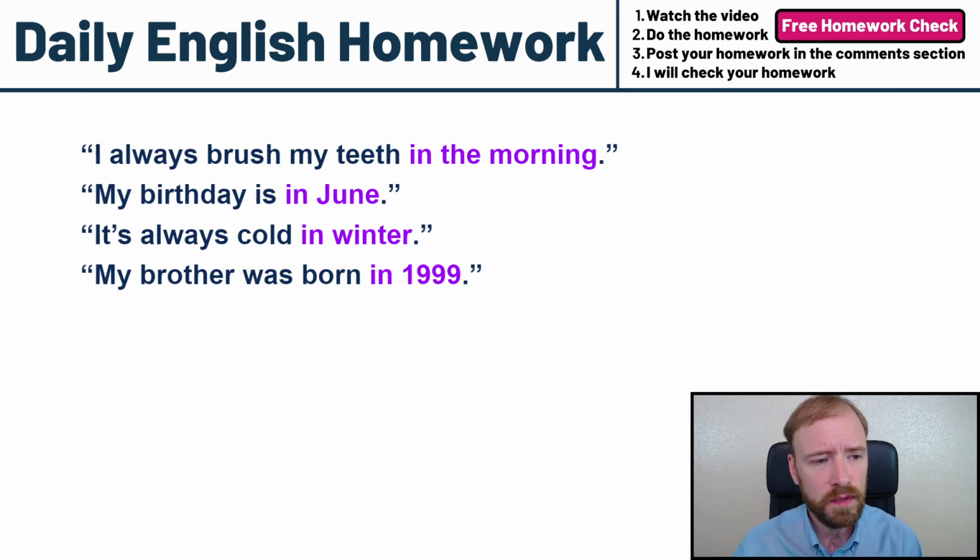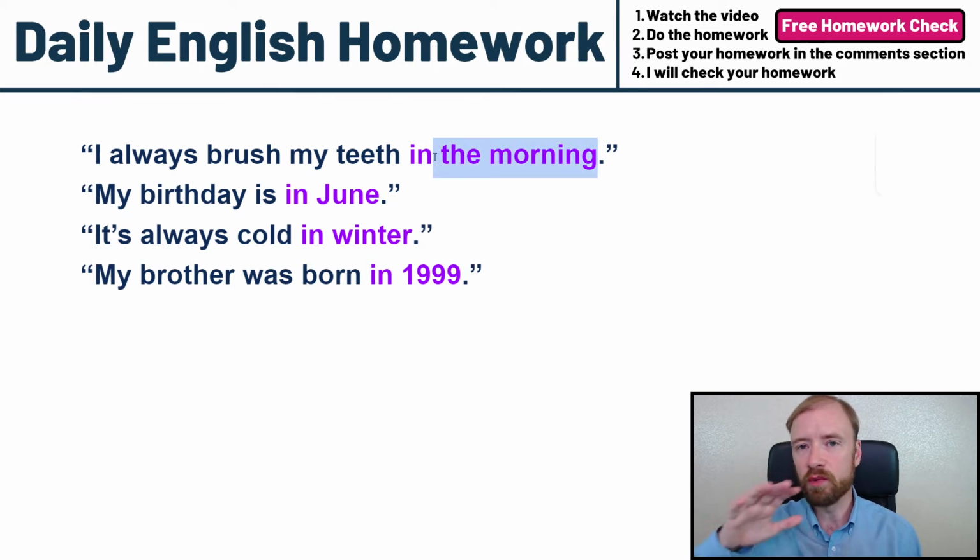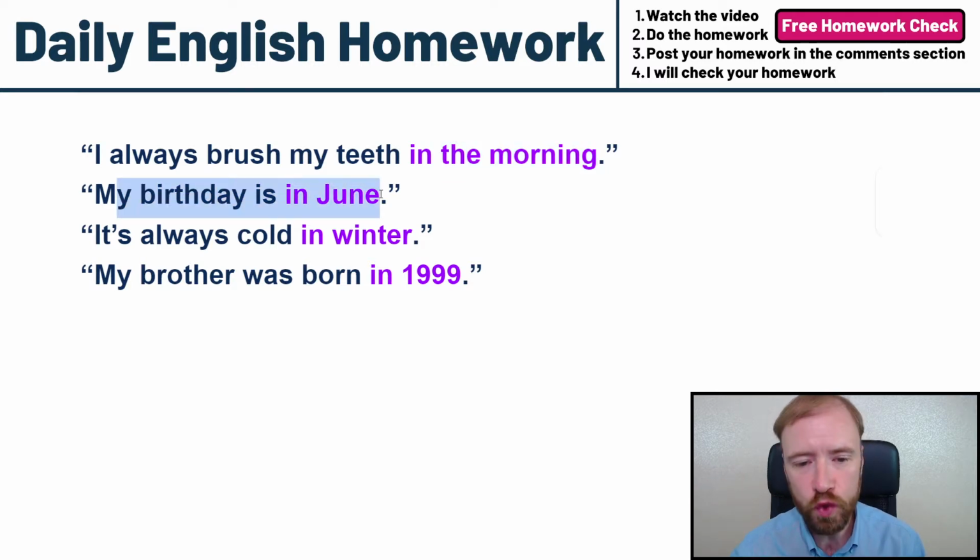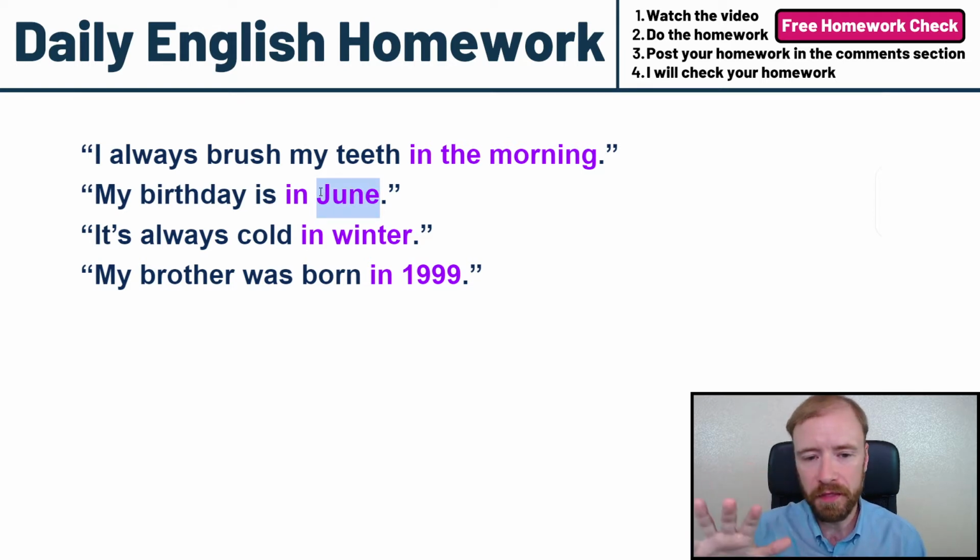This sentence here says, I always brush my teeth in the morning. We have to say in the morning, in the afternoon, in the evening. Okay, so in is very important for these expressions. We didn't say the time of day. We just said generally in the morning. My birthday is in June. Okay. We didn't say the date. We just said the month, in June.